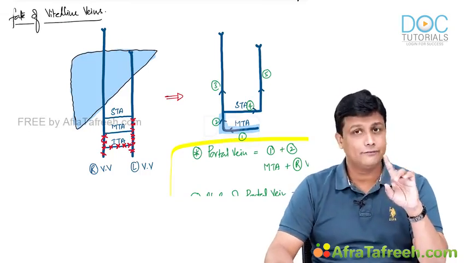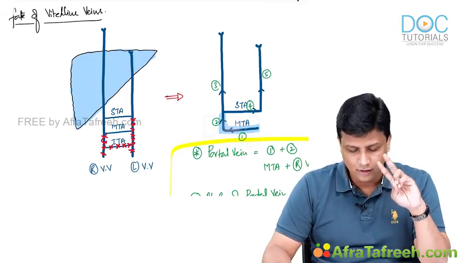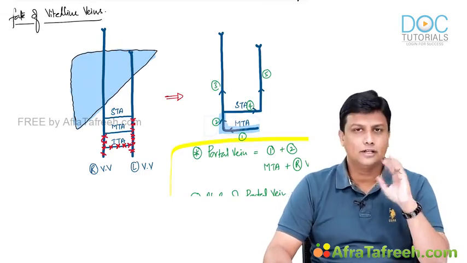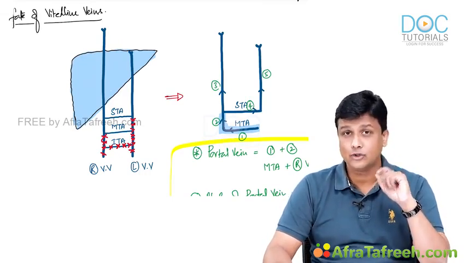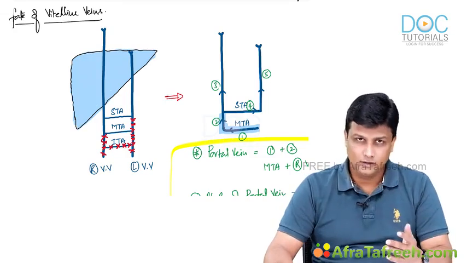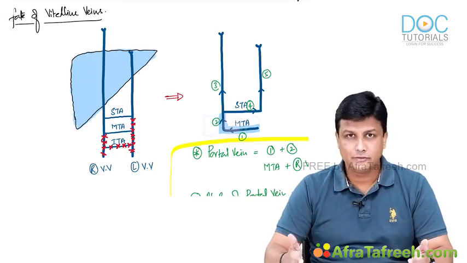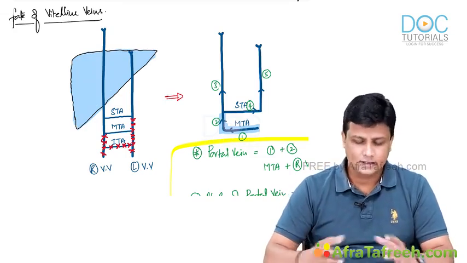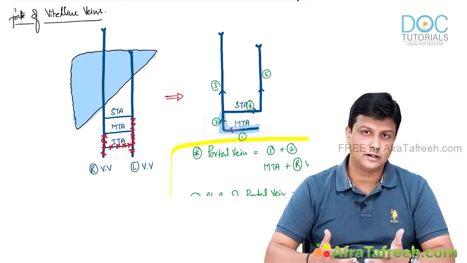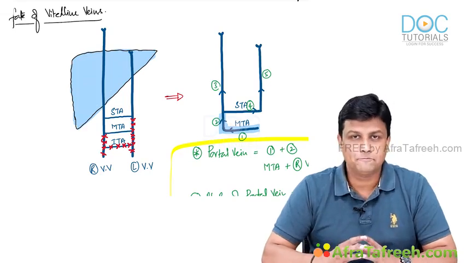So we are done with the fate of umbilical vein. We are done with the fate of Vitelline vein. The only thing left out right now is what will be the fate of the cardinal vein. There will be anterior cardinal vein and the posterior cardinal vein, and they are going to form your superior vena cava and inferior vena cava. So let us see the formation of the superior vena cava as well as the inferior vena cava.